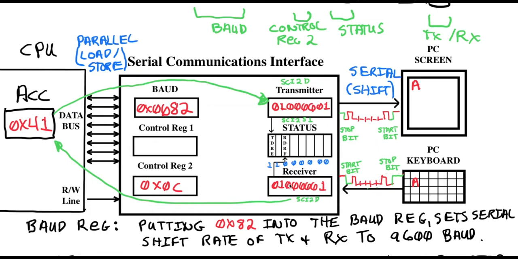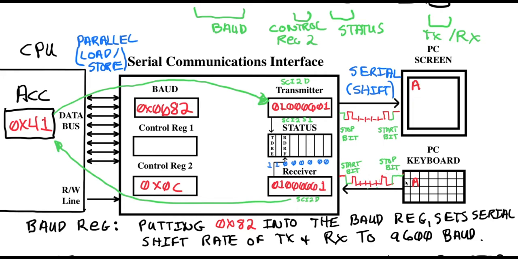here or here. The transmitter, any character stored to the transmitter is shifted to the PC screen at the set baud rate that you've got here. Any character hit on the keyboard will be shifted to the receiver at the baud rate that's set here. If you take a look at the control bits here, TDRE, if it's equal to 1, means the transmitter data register is empty, which means this character has already been shifted to the PC screen. If TDRE is equal to 0, which means the transmitter data register is not empty, that means that it's in the process of shifting, so don't store anything to the transmitter here.